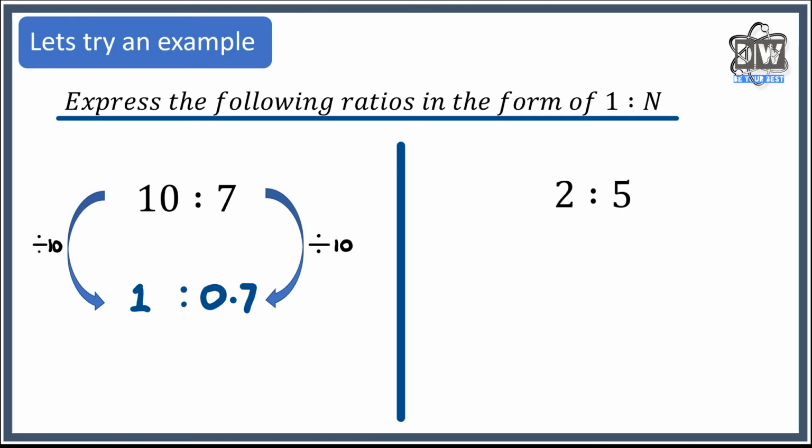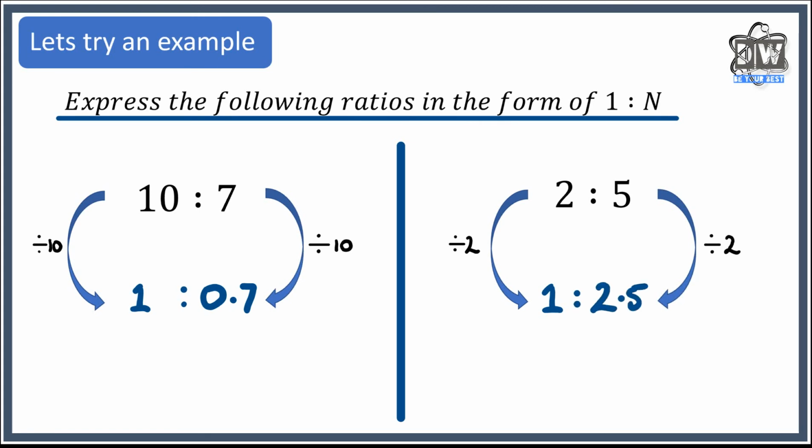Come back and see if you've got it right. Okie dokie everyone, let's go. We're going to want to make this 2 into 1. So what are we going to do? We're going to divide it by 2. Whatever we do to that side, we're going to do to the other side. We're going to divide 5 by 2, and that's going to give us 2.5. So it's 1 to 2.5.